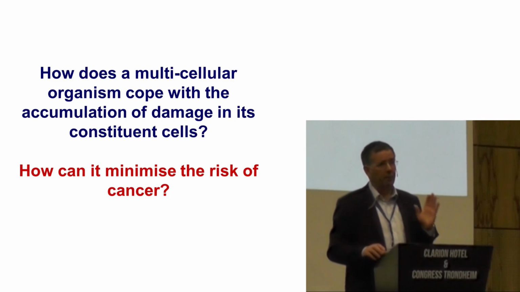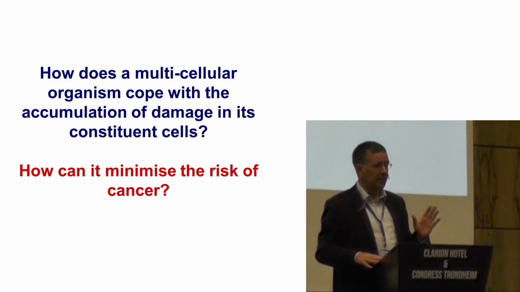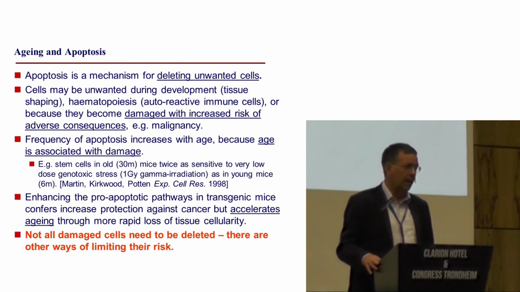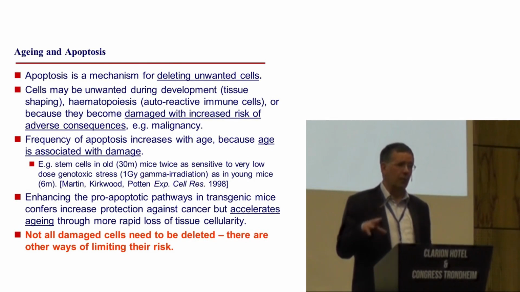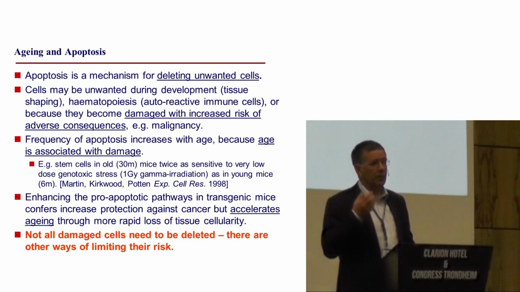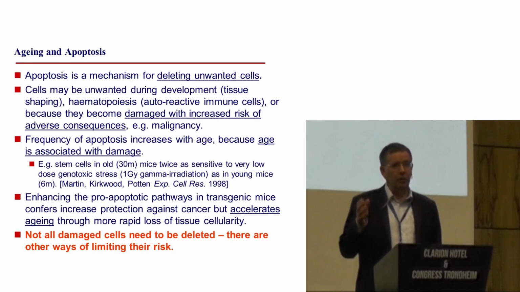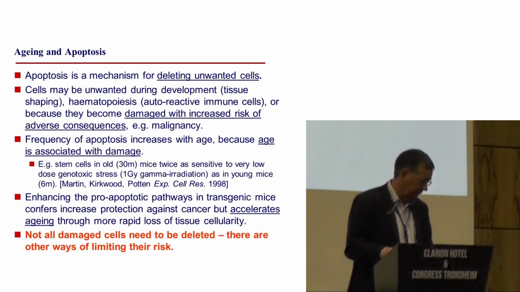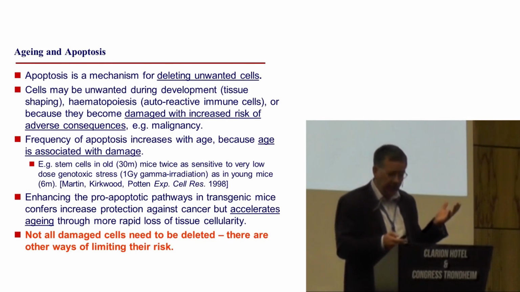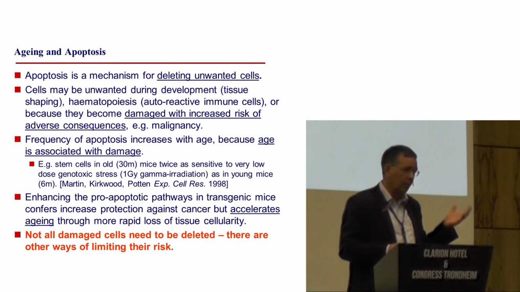Well, we've known about one potent mechanism for quite a long time now, and this is apoptosis. Apoptosis, programmed cell death, cell suicide, call it what you will, is a way of getting rid of unwanted cells. They may be unwanted in development, as part of the sculpting. They may be unwanted in the hematopoietic system, because you've got to have a means of getting rid of autoreactive cells in the immune system. But also, you want to get rid of cells that are so badly damaged that they pose an increased risk of malignancy. And with aging, we get more and more cells being damaged, so we see apoptosis coming into play more and more often within aging organs and tissues.